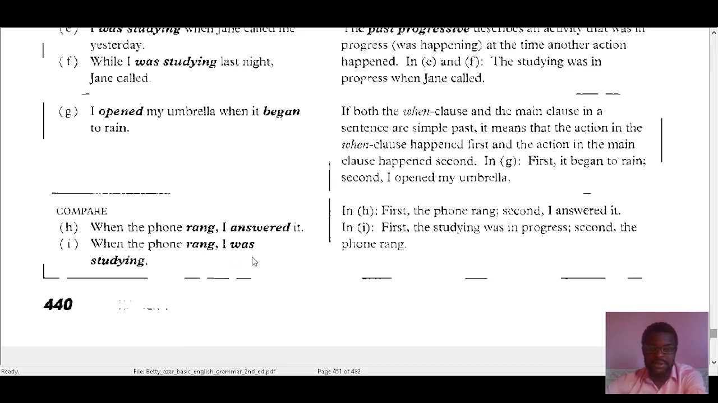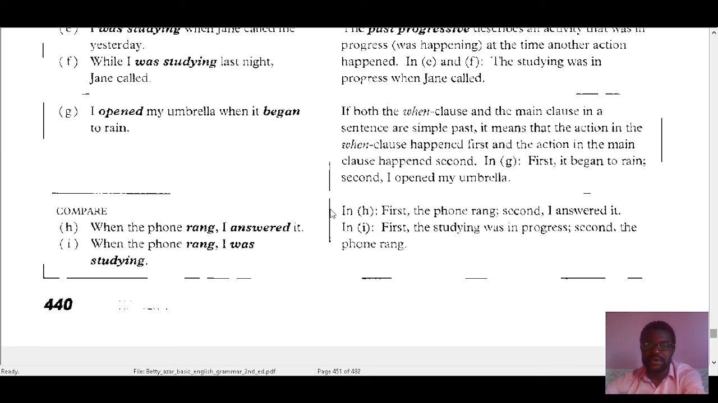I was studying, which is supposed to be the past progressive, an action that was going on before another one took over, which is when the phone rang. I was already studying when the phone rang. They said in I, first studying was in progress. The phone then rang. You see, but H says the phone rang second, then I answered it.